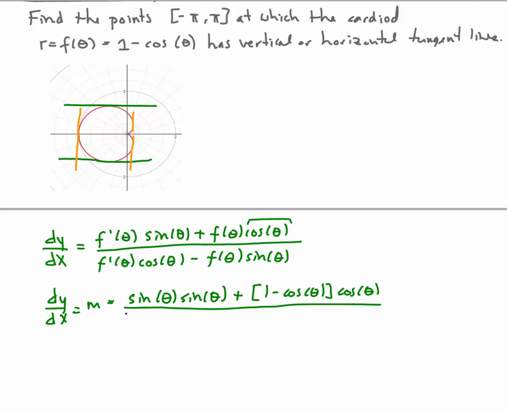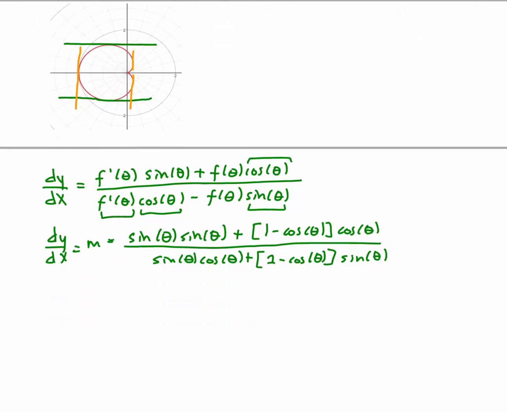This is all over f prime of theta cosine theta, and cosine theta comes from here. Minus f of theta. Actually, this is f prime of theta, so this is just going to be sine of theta. Got to keep better track of things here. That came from the derivative. Plus f of theta, which is 1 minus cosine of theta, sine theta.